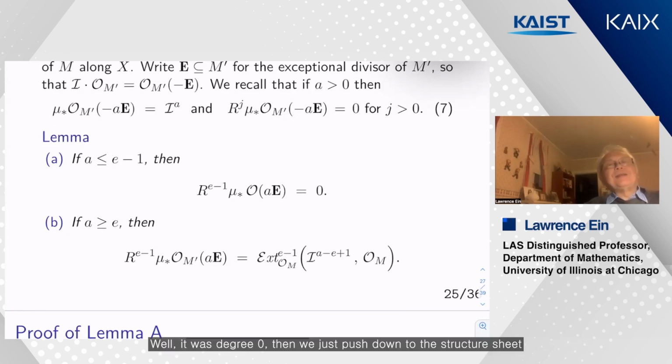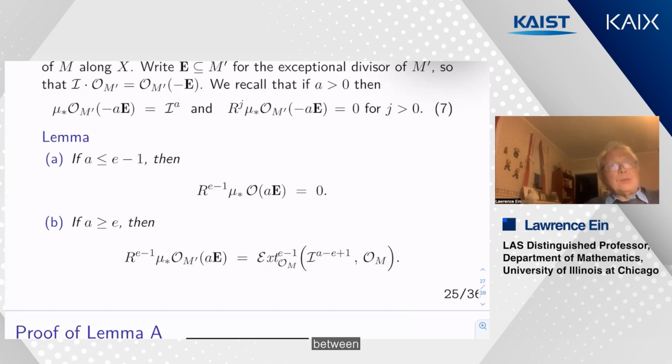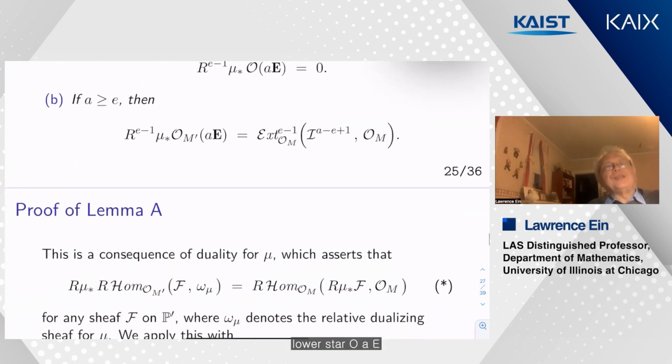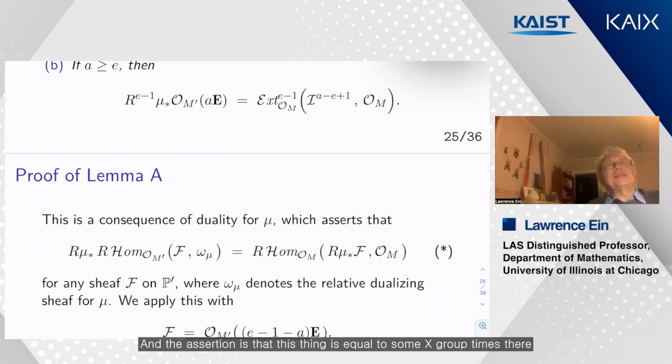Well, for degree 0, we just push down to the structure sheaf. And for the higher direct image, you want to check that the fiber is P of E minus 1. Basically, you can see by, for instance, the formal function theorem that between 1 and j minus 1, all of these are equal to 0. But you would see contribution from the higher direct image R^(e-1) mu lower star of O of AE. And the assertion is that this thing is equal to some Ext group downstairs.